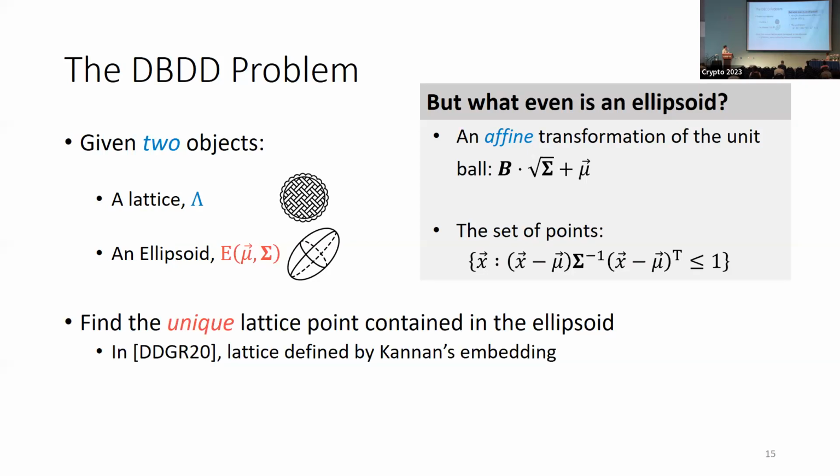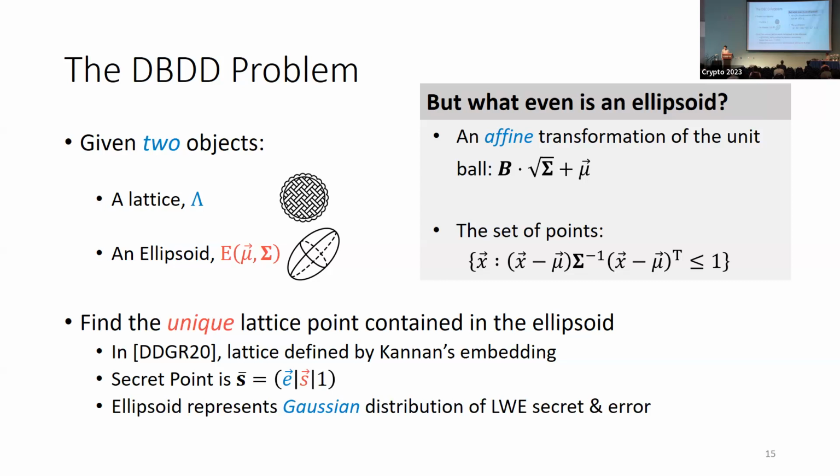And so the DBDD problem gives you this sort of promise that you're trying to find the unique lattice point contained in this ellipsoid. And in the prior work, the original lattice basis was defined by Canon's embedding. And then your secret point is defined in the standard way. And your ellipsoid represents, again, as I said a little bit earlier, the Gaussian distribution of your LWE secret and error. And so that's where you define your initial search space.